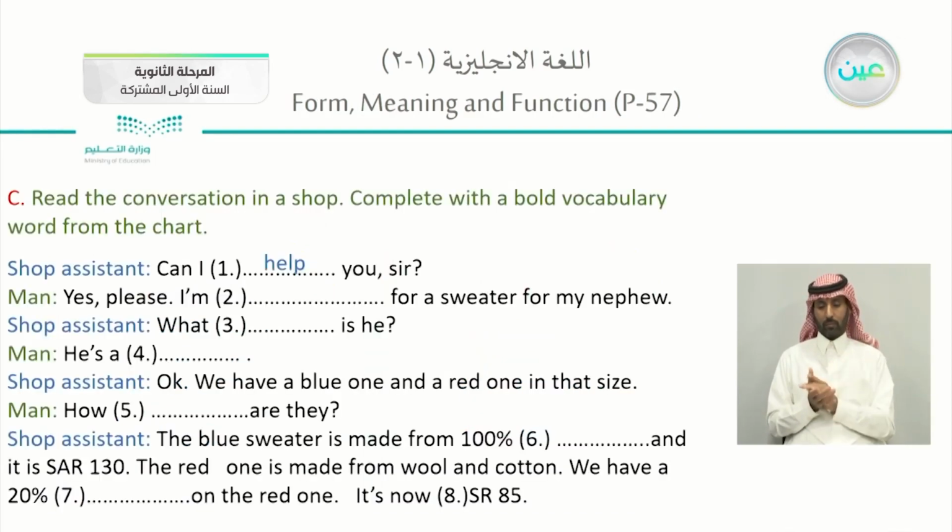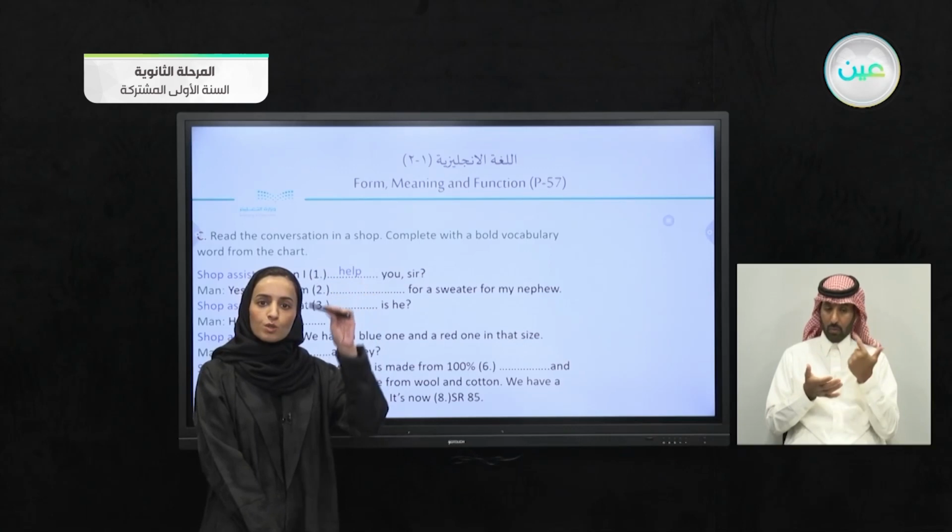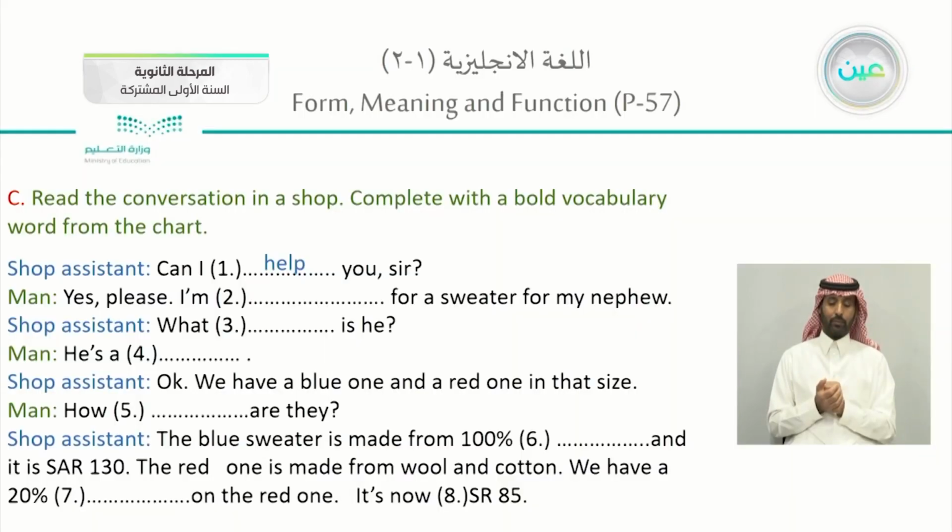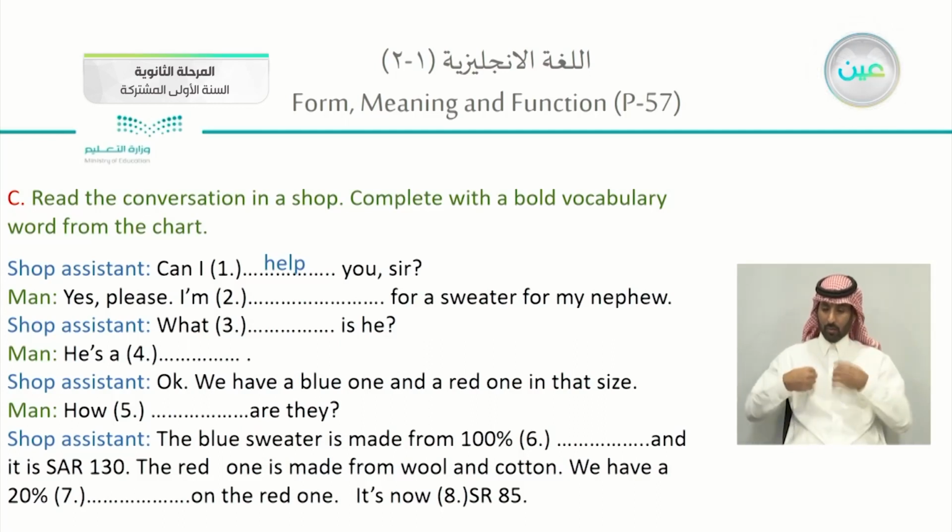Okay? Now in your books, page 57, read the conversation in a shop, and complete it with a bold vocabulary word from the chart. The chart that you've got already on page 57, you will choose the words from there. We're having a conversation between a man and a shop assistant. Can I help you, sir? The man said, yes, please. I am looking for a sweater for my nephew.